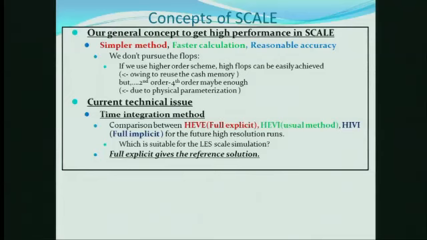So that physical parameterization depends on the grid resolution. So in this sense, in the dynamical core, the second order or fourth order is enough. This is my opinion, but this is a debatable point. I think so.